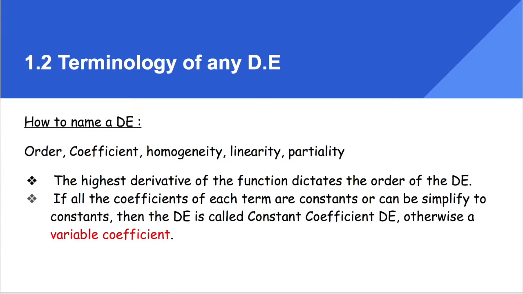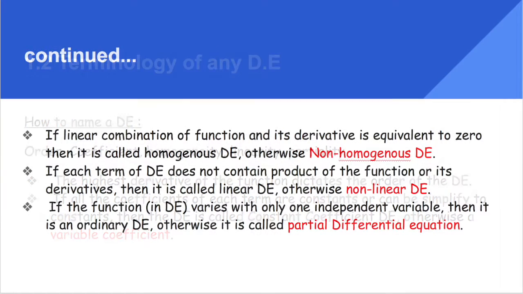First, let's learn the basic terminology of any differential equation. Naming a differential equation includes order, coefficient, homogeneity, and partiality. The highest derivative of the function dictates the order of the differential equation. If all the coefficients of each term are constants or can be simplified to constants, then the DE is called constant coefficient DE, otherwise a variable coefficient.